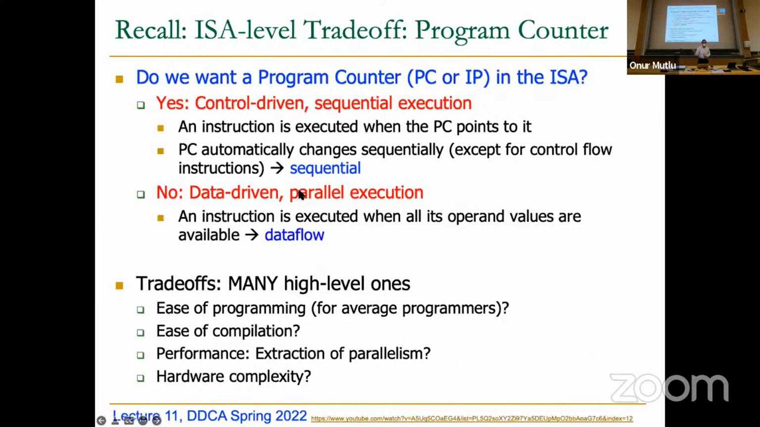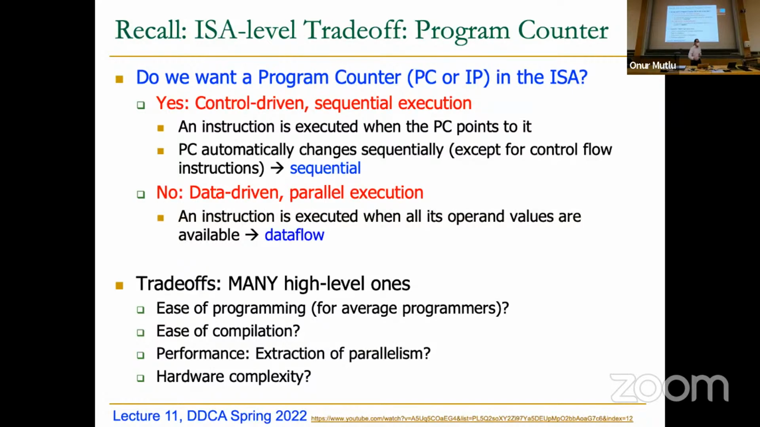Okay, so remember we discussed data flow. Maybe this is becoming clearer right now. This is a slide from lecture 11. And we said, do you want a program counter in the ISA? If you say yes to that question, then your execution model is more like von Neumann. If you say no to this question, then one possible execution model is the data-driven data flow model, right?